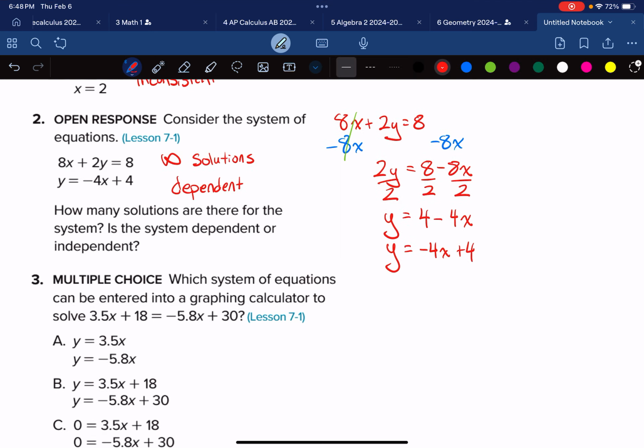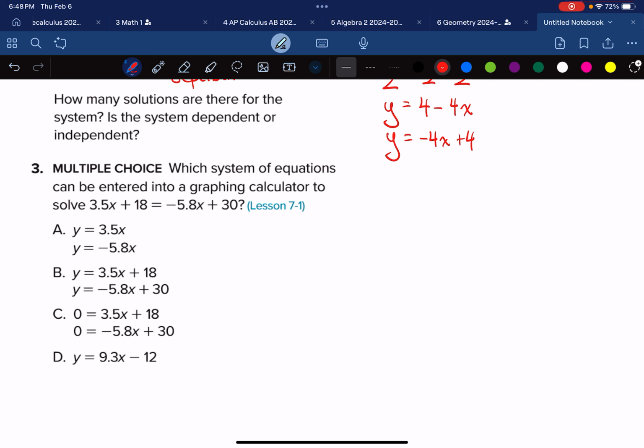All right. Number 3, which system of equations can be entered into a graphing calculator to solve these things? So this is from lesson 7-1. Just remember that if I have something complicated equal to something complicated, and this is a lesson for higher level math.